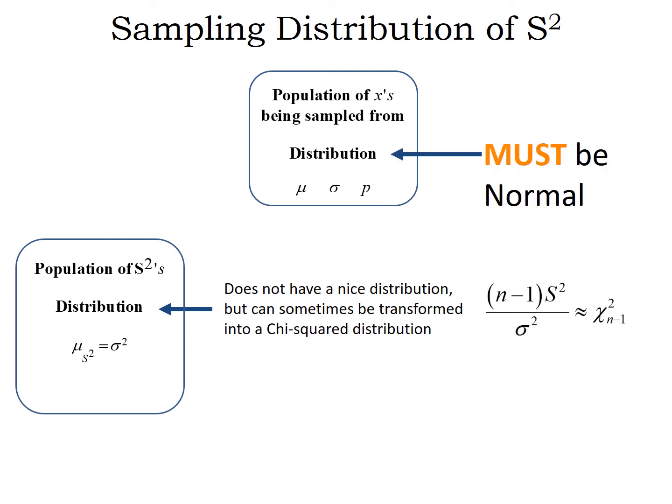Now, that condition is simply that the population you are sampling from must be normally distributed. If it is, then we can use the formula n minus 1 times S squared divided by sigma squared, and that'll turn S or S squared into a corresponding chi-squared score. Now, let's look at an example.